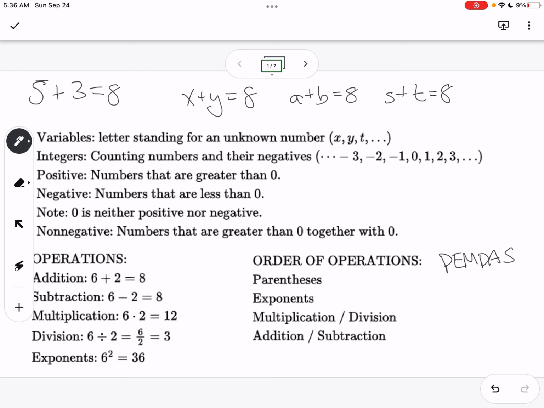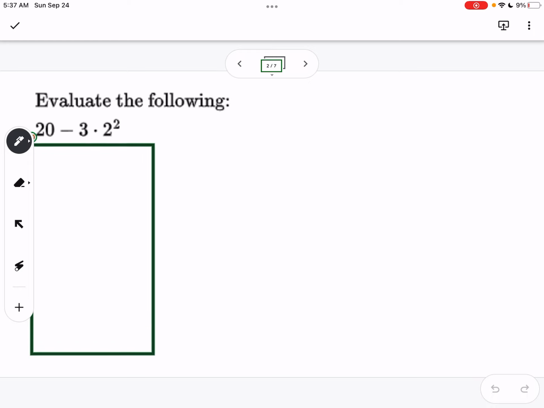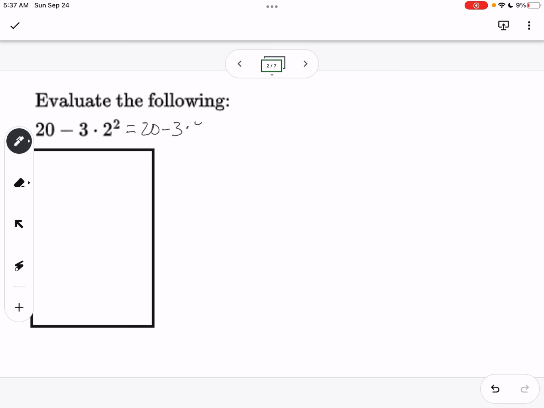So we will use the order of operations to evaluate the following expressions. We have 20 minus 3 times 2 squared. There are no parentheses, so we evaluate exponents. So 20 minus 3 times 4. We multiply: 20 minus 12, which equals 8.